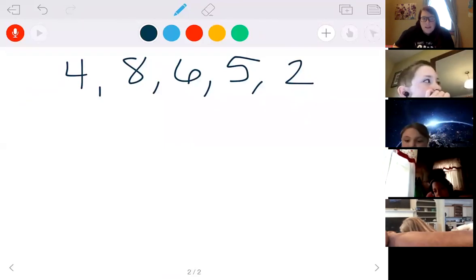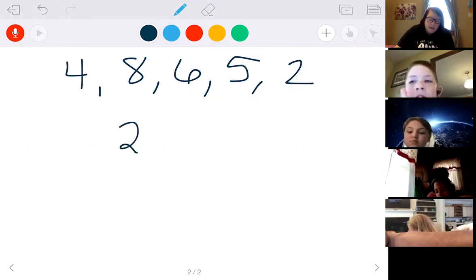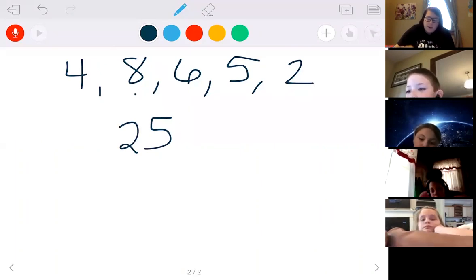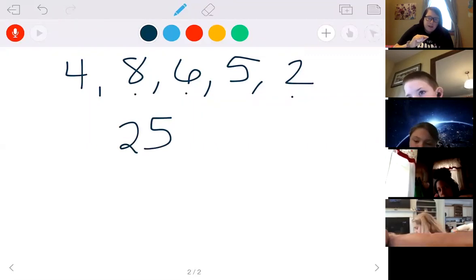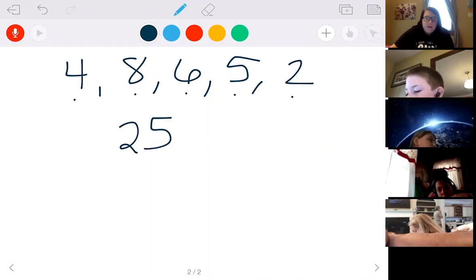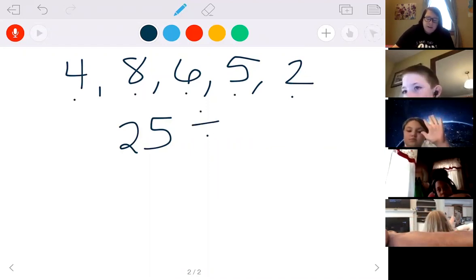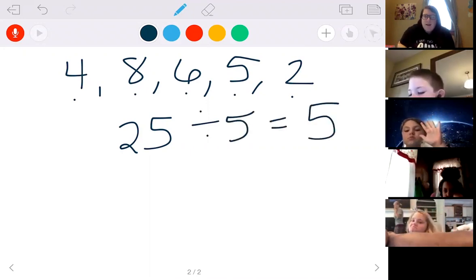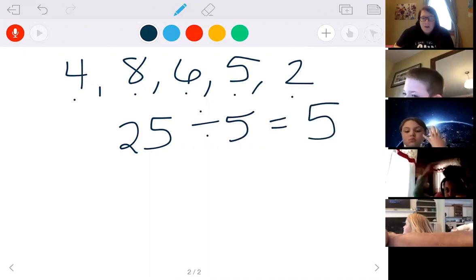Okay, so if you added these up, you would have gotten 25. Let me show you the way I did this in my head. Maybe you guys did it in your head this way. 8 plus 2 is 10. 10 plus 6 is 16. 16 plus 4 is 20. 20 plus 5 is 25. So I got 25. And then I'm dividing it by 1, 2, 3, 4, 5 numbers. So 25 divided by 5 is 5. Okay? So you should have gotten 5 there.